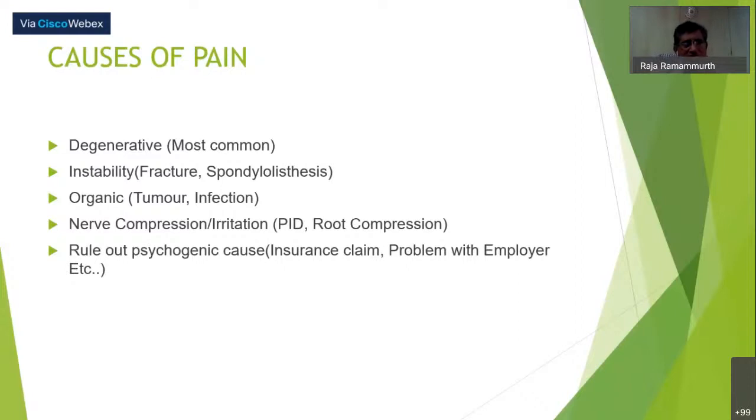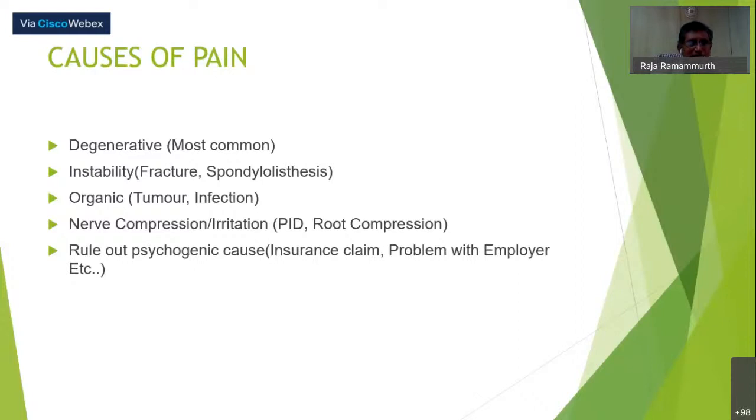The first cause is the degenerative cause. The degenerative cause is very, very commonly seen in most individuals in the middle age of the Indian population, and even if you consider the worldwide population, we can say the degenerative joint disease, which is considered as spondylosis, right? And spondylitis is due to inflammation.